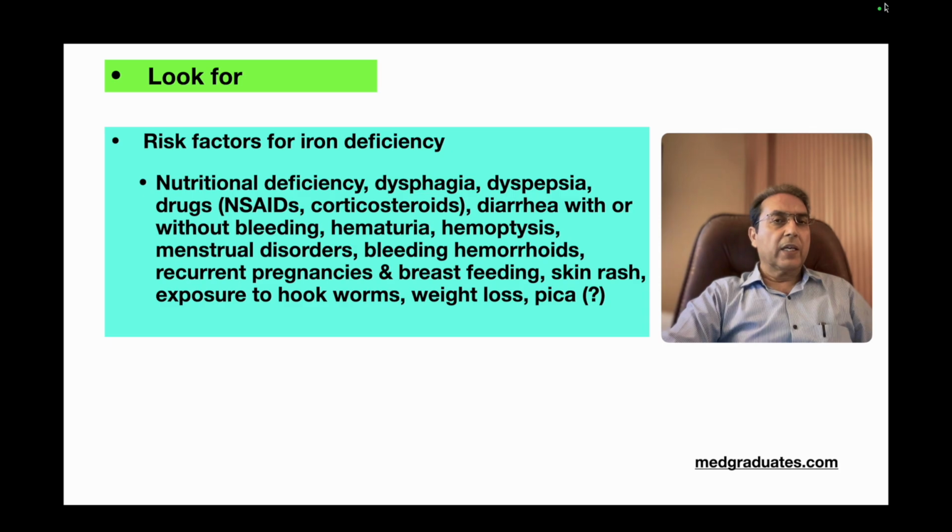Weight loss may be indicative of CA stomach or colonic CA. The patient may be having pica. Some of the patients having pica, they may be having iron deficiency as well. So look for the presence of these risk factors for iron deficiency.